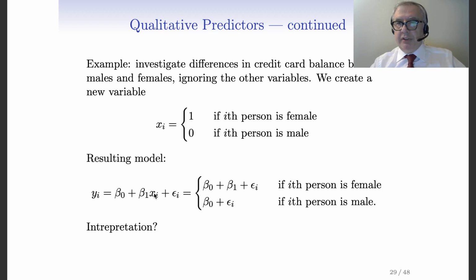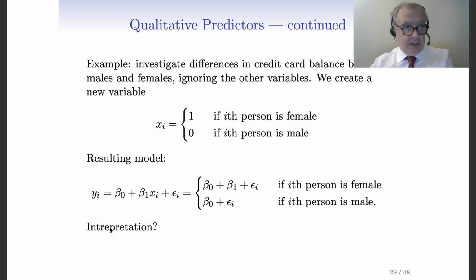And since this is a binary variable, we have 2 cases. If the person is female, then the model takes this form, so beta 0 plus beta 1 plus the error. And if the ith person is male, then the binary variable is equal to 0, so we have beta 0 plus epsilon_i, the error. So by introducing this binary variable, we have split our model in 2. So we have a baseline model where we just have the intercept, and this intercept refers to male persons. And then we have a second model where the intercept now is beta 0 plus beta 1, and this is the intercept for female persons.